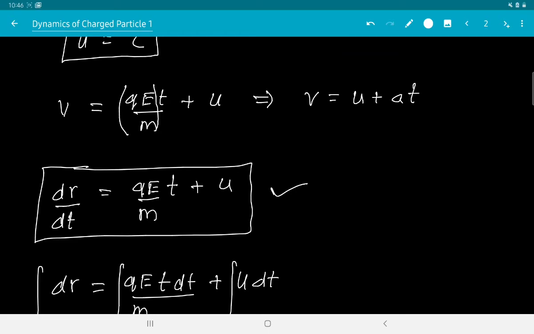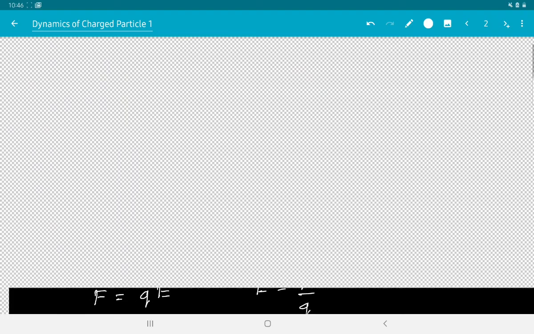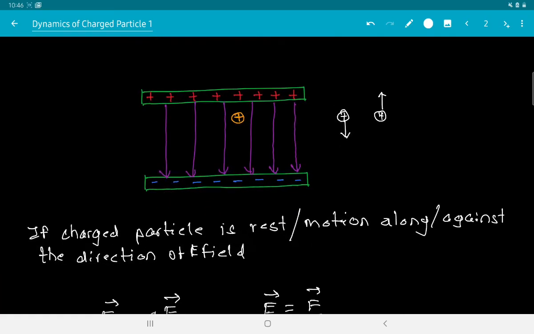But remember, this is the condition when the particle is either at rest, or in motion, moving along the direction of the field or against the direction of the field. Then we can apply these equations directly. But if the particle is moving in a perpendicular direction, then the equations will be slightly different. That derivation we are going to see in the next part of this lecture.